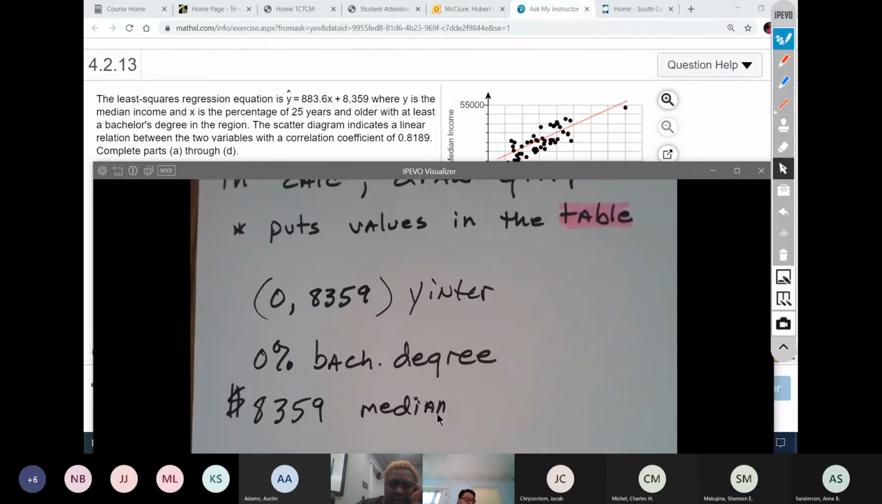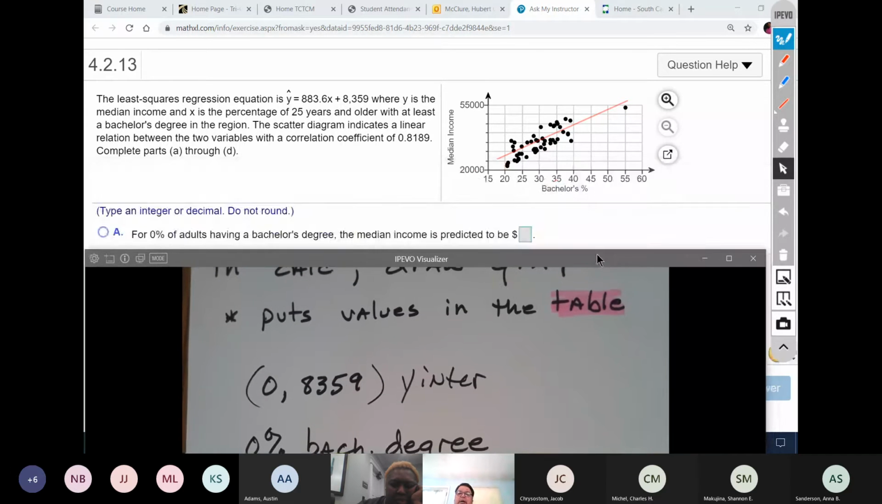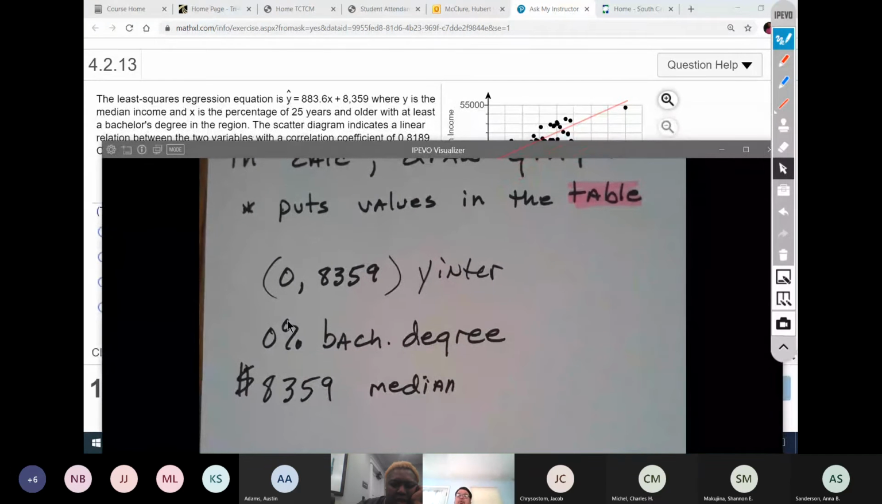Okay, nobody's going to tell me. You can't have 0% bachelor's. You either have a bachelor's degree or you don't. And are you telling me that 0% of the population has a bachelor's degree? That's what it says, 0%. All right, so what is zero? Zero means nothing. And also, what's wrong with $8,000 median income?